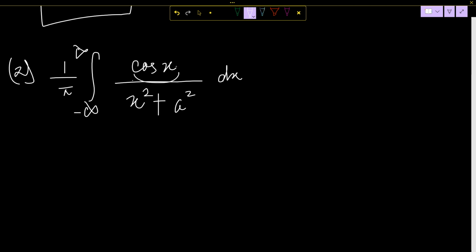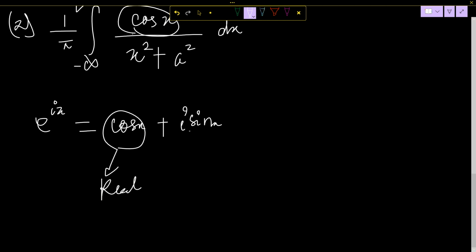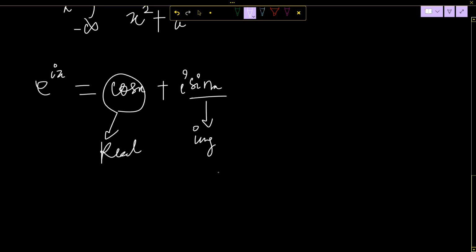In this type, when there is a cos x or sin x in the numerator, what should we do? See, we know e to the power ix. We know e to the power ix is how much? E to the power ix is cos x plus I sin x. So cos x is which part? Cos x is the real part, and sin x is your imaginary part.